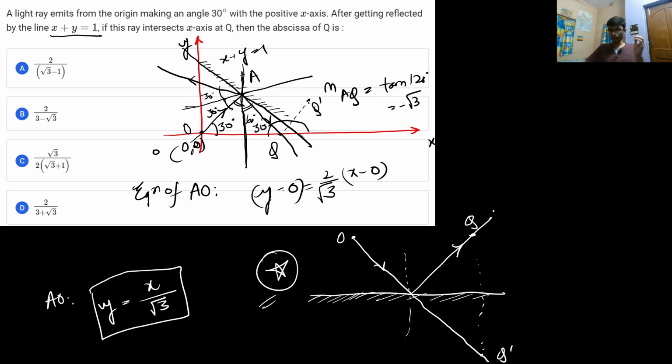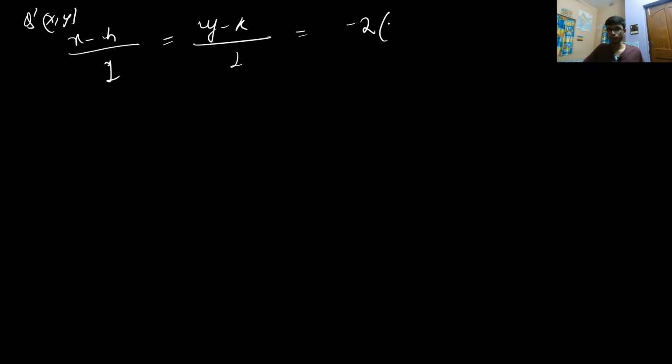So in order to get the image of a point on a straight line, if Q has coordinates h comma k, what is the coordinate of Q dash, the image of the point in this plane mirror? We have studied the principle that if Q dash has coordinates x comma y, then x minus h divided by the x coefficient of the equation of the plane mirror, which is 1, is equal to y minus k divided by 1, which is equal to minus 2 times, now you put h and k in the equation, h minus 1 divided by 2, divided by a square plus b square, which is equal to 2.